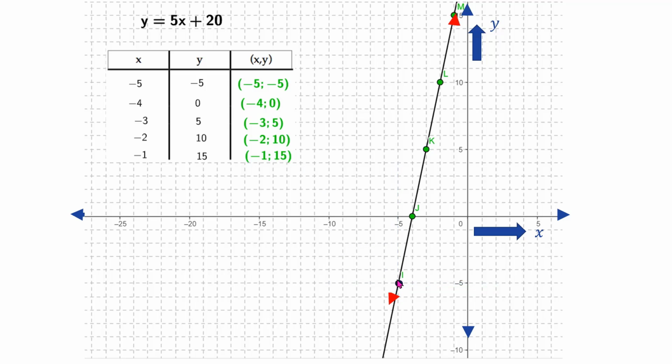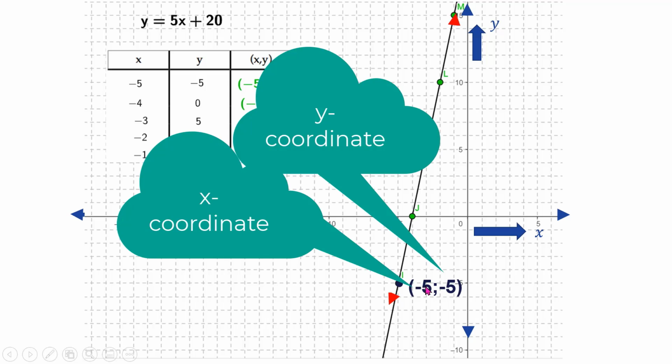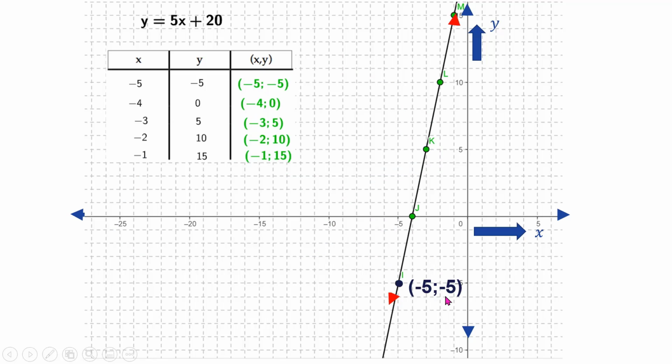There we go. So our point is then indicated by a -5, which we call the x-coordinate. Remember, that's the input value, and a -5, the output value, which is called the y-coordinate. We always use a semicolon to separate the two coordinates. And then our next point will be -4; 0. So on our x-axis, -4, on the y-axis, we are on 0. Note that if a point intersects the x-axis, then the y-coordinate is 0.